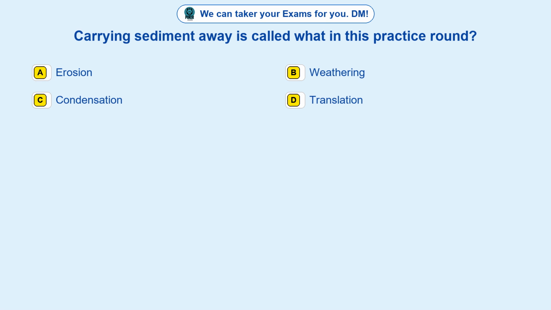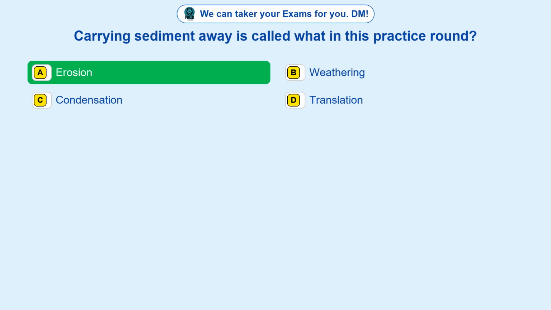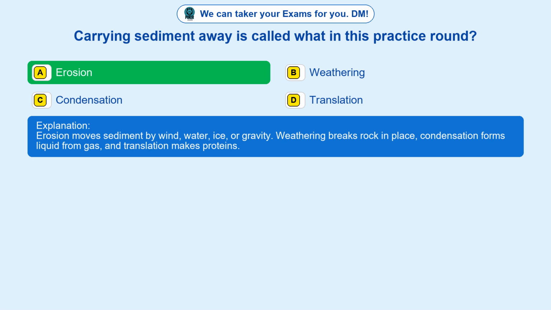Question 82. Carrying sediment away is called what in this practice round? Option A, erosion. Option B, weathering. Option C, condensation. Option D, translation. The correct answer is option A, erosion. Erosion moves sediment by wind, water, ice, or gravity. Weathering breaks rock in place, condensation forms liquid from gas, and translation makes proteins.